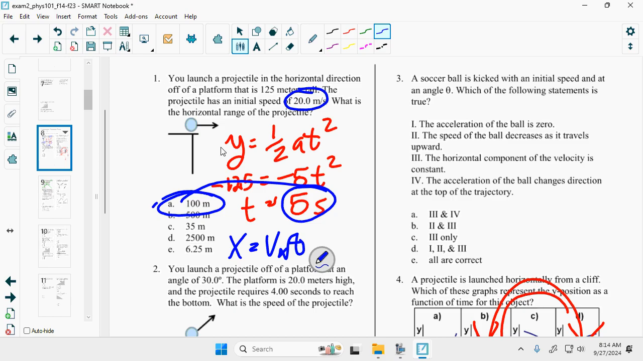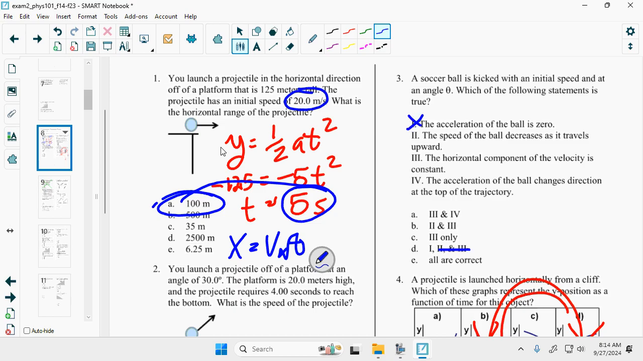So a soccer ball is kicked with an initial speed at an angle theta. Which of these following statements is true? Just step through each statement and think about them. As you find a statement that you know is absolutely wrong, it'll help you to eliminate some of the things. The acceleration of the ball is 0. Look, words are really important. I could have said the x acceleration is 0, and that would have been correct. But just saying that the acceleration of the ball is 0 is not correct, because it does have a y acceleration. So that one is not correct.